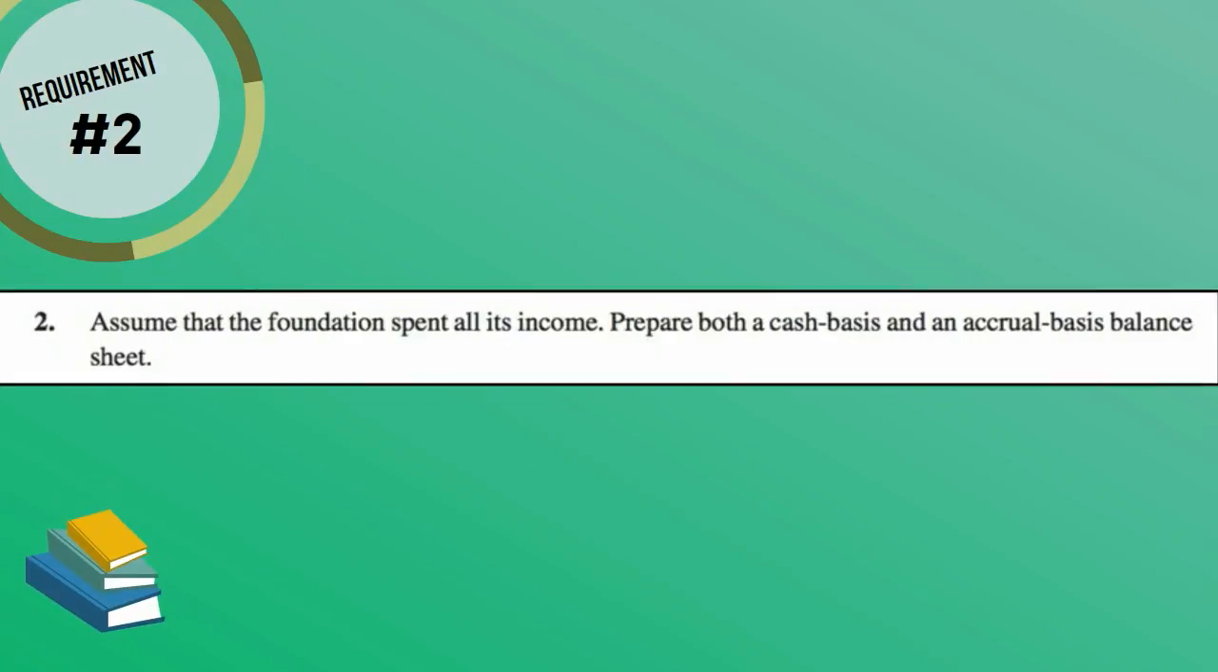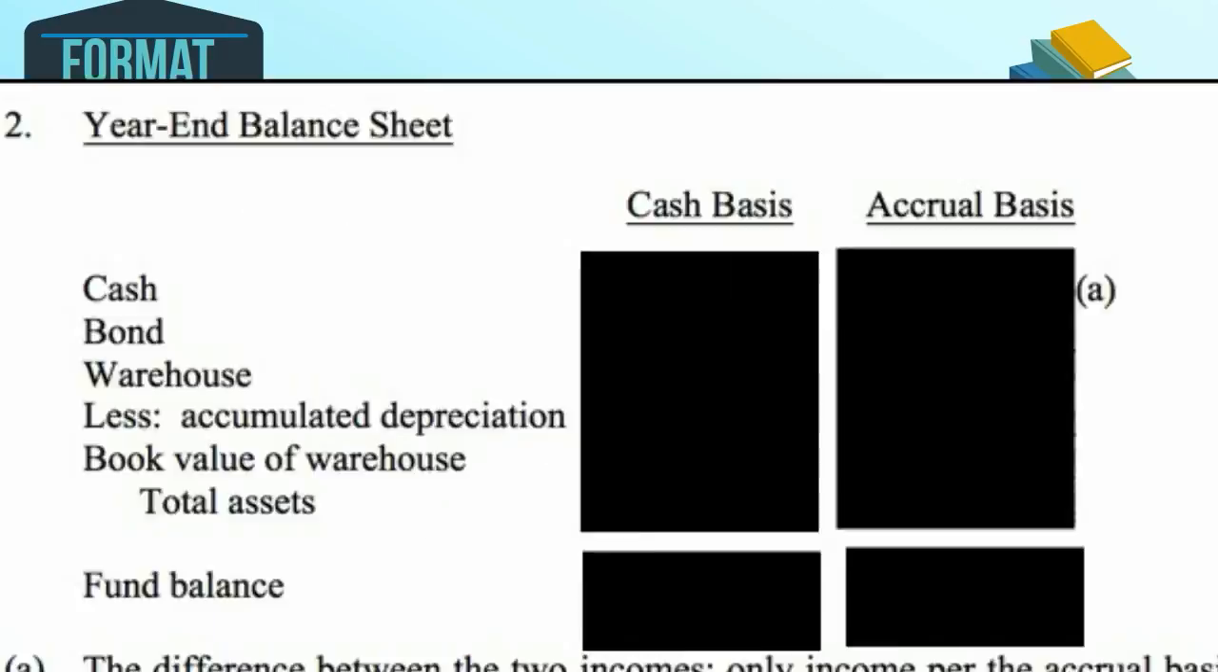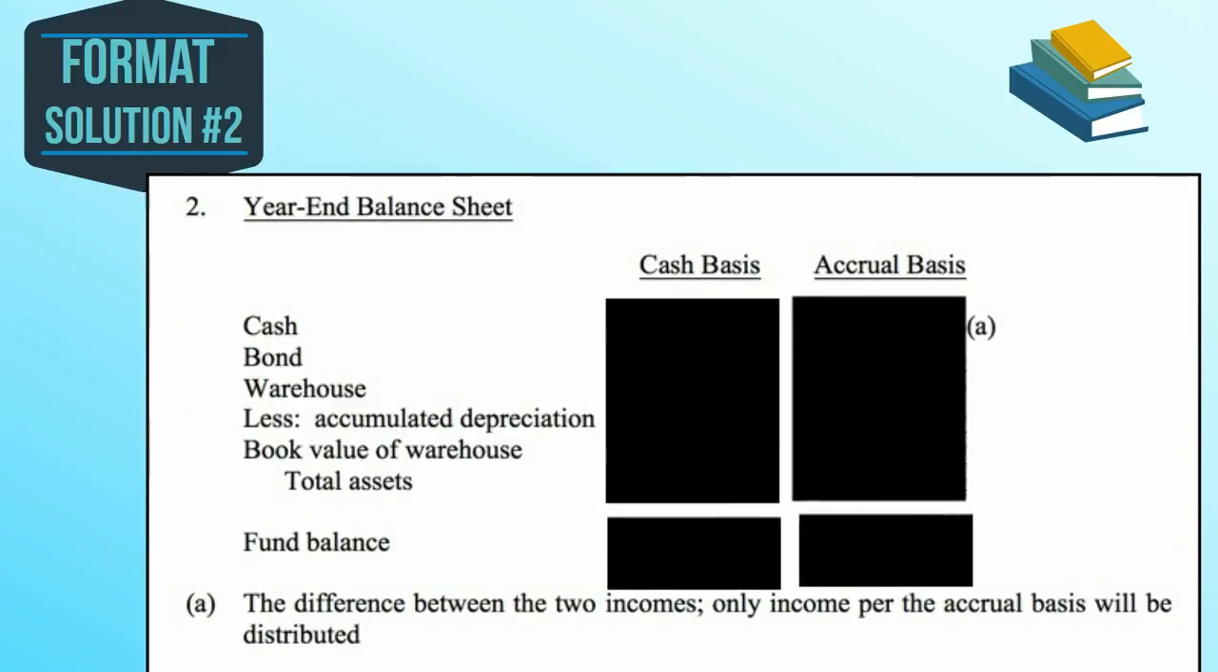Okay, in the second requirement, we're going to assume that the foundation spent all of its income, and we're asked to prepare both a cash basis and an accrual basis balance sheet. So again, from those scenario items, we're going to prepare the balance sheet under each scenario. Here I've given you the format. I've blacked out the numbers, so you fill in the numbers for each, but I've given you the items that comprise the balance sheet on both the cash and the accrual basis. Notice that A there is the difference between the accrual basis and cash basis cash.